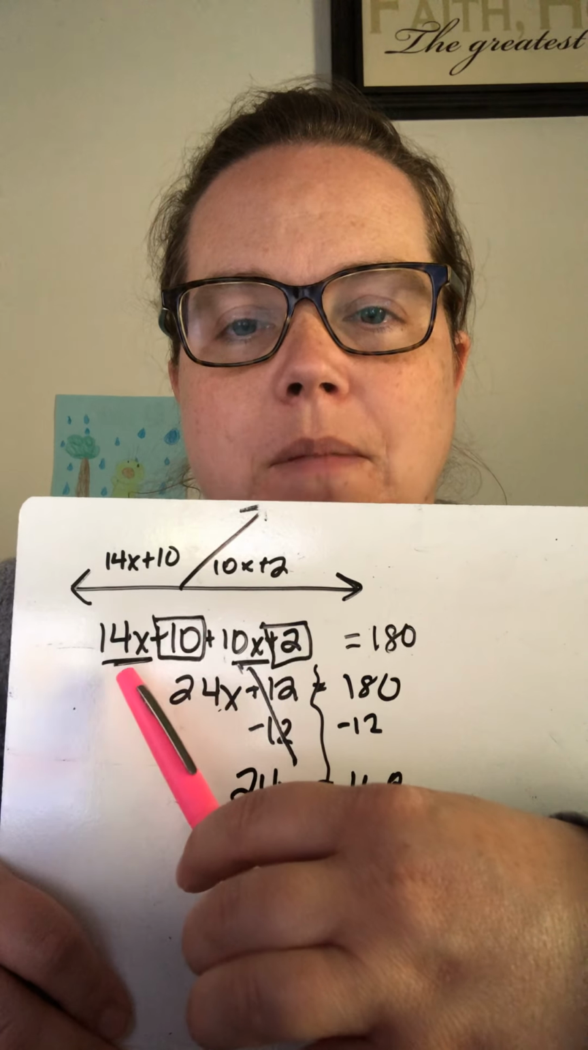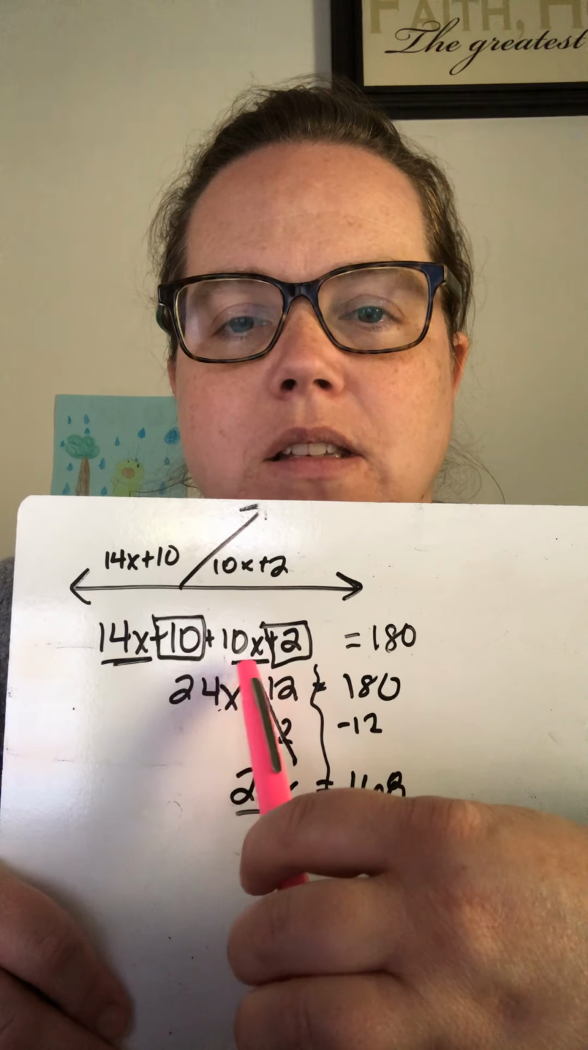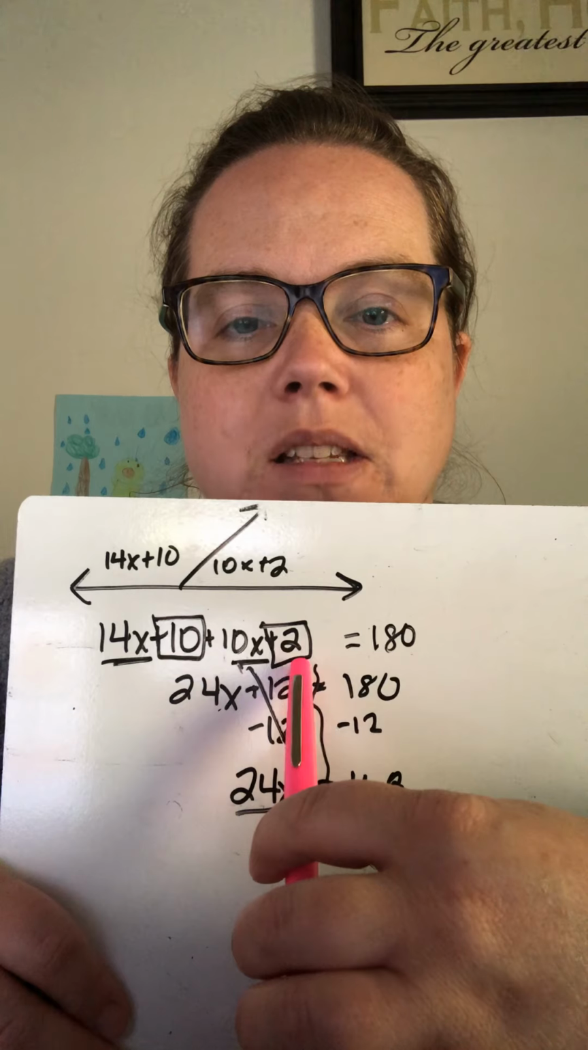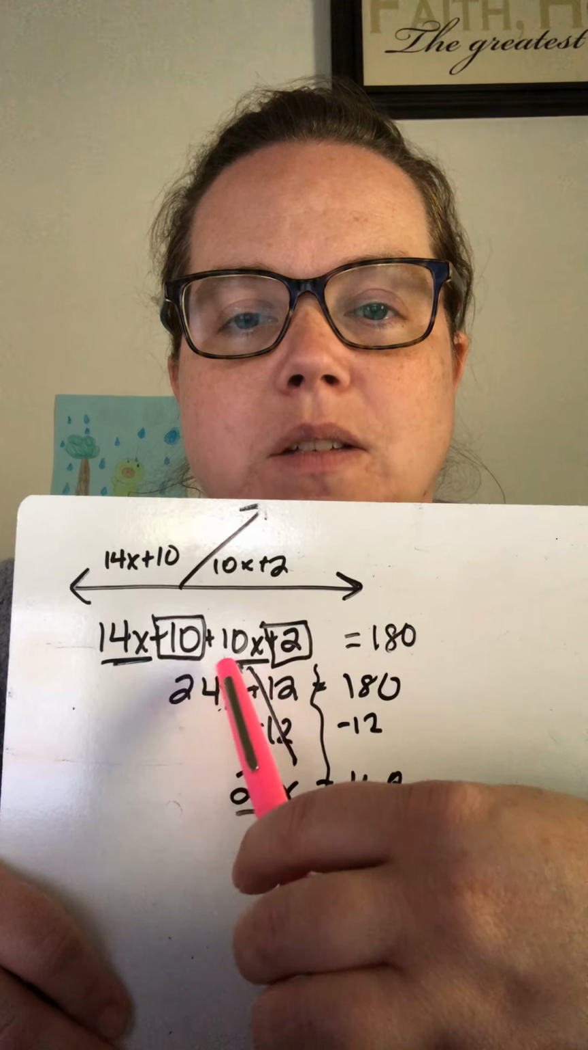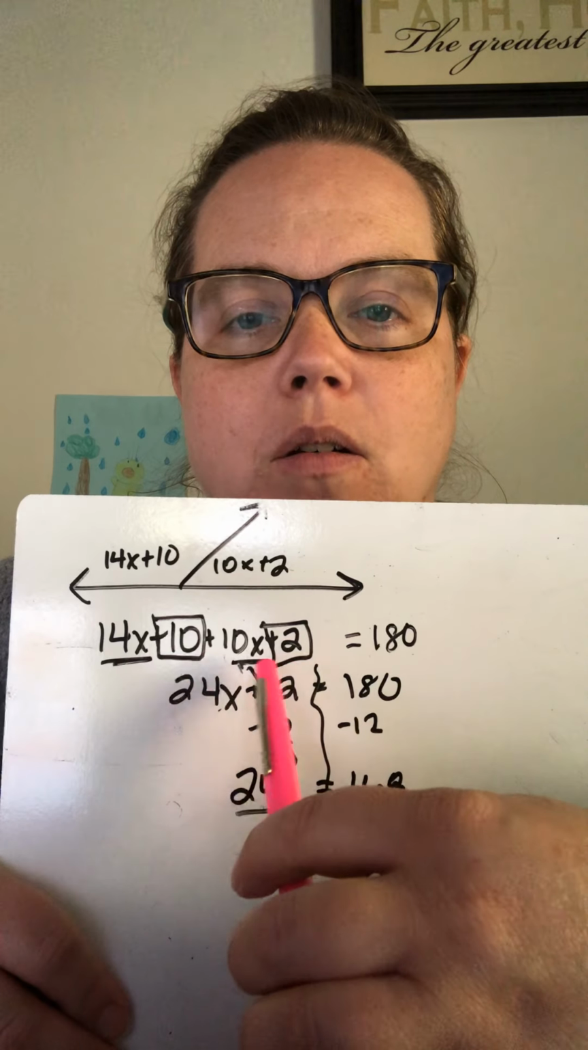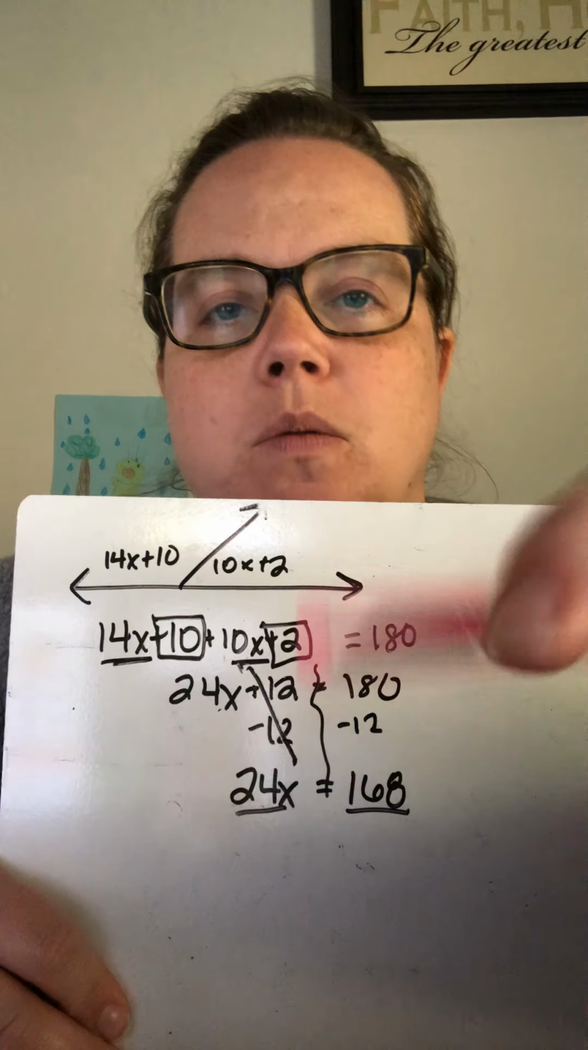So now I'm going to combine my like terms. So I've got 14x and 10x. And then I've got positive 10 and positive 2. So 14x plus 10x gives me 24x. And 10 plus 2 gives me 12.